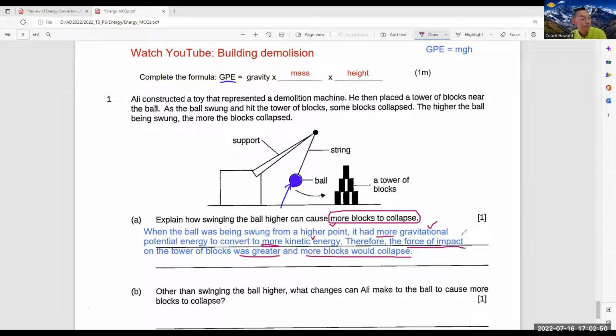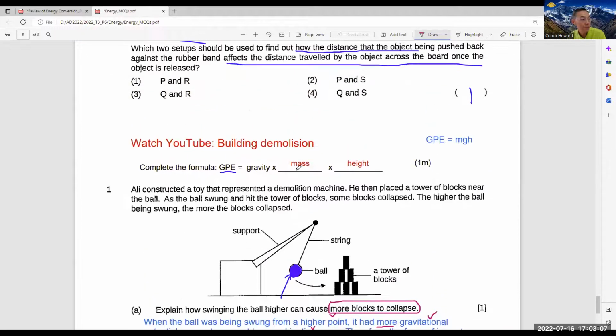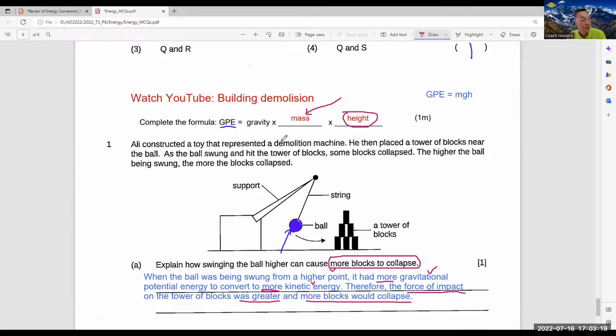Okay, next part. Okay, good. Other than swinging the ball higher, right? What changes can Ali make to the ball to cause more blocks to collapse? So remember, I put this formula here, GPE, right? So beside the height, can you see there's another variable that will cause more energy? Yeah, because gravity is fixed. The planet Earth is fixed at the gravity. So you should say increase what?